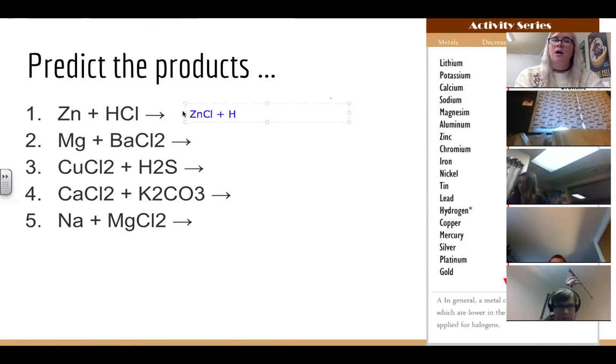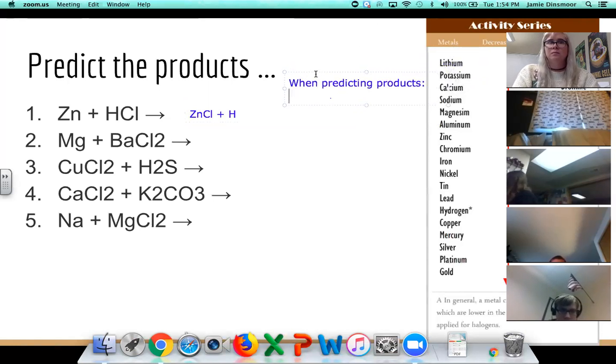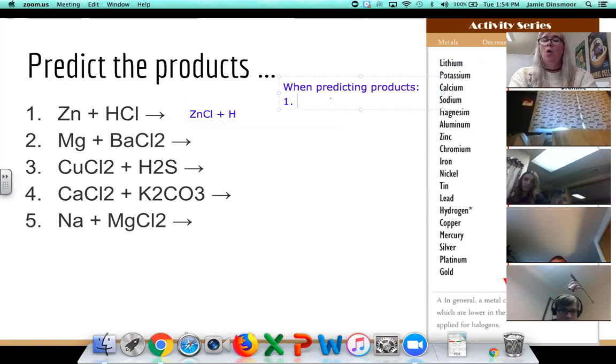Now, is that all you have to do when you're predicting the products in a reaction? What should I do to make sure that this is correct? There's two things. Combine them? Well, they can't combine anymore, right? Because it's a single replacement, so they did switch spots. Well, I need to check to make sure that my charges are balanced. And then I need to balance my equation.